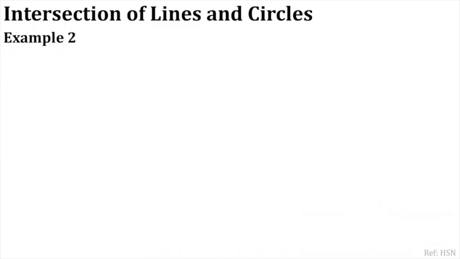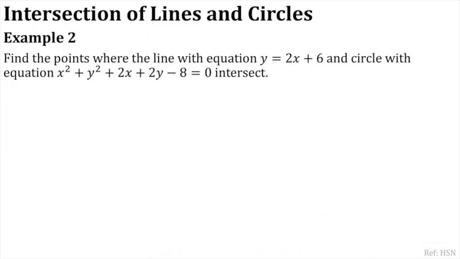Okay, welcome back folks. So second example then, we want to find the points where the line with equation y equals 2x plus 6 and the circle with equation x squared plus y squared plus 2x plus 2y minus 8 equals 0 intersect. So we can see this time we've been given the circle, and it's in the general form of the equation of a circle.